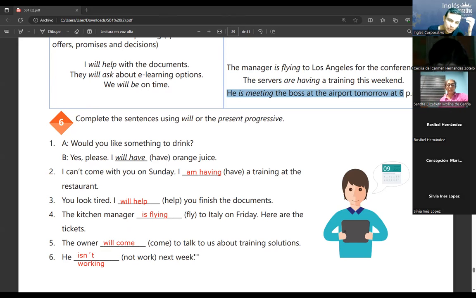About to talk to us about training. Okay. And there you can see a bit of the difference between the present continuous and the future will. Okay, may I continue? Yes. Good.